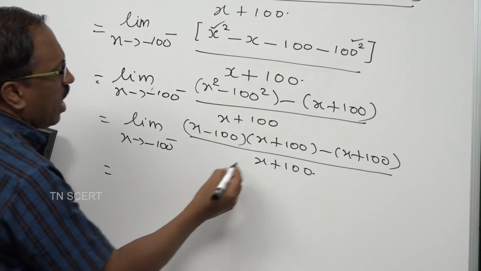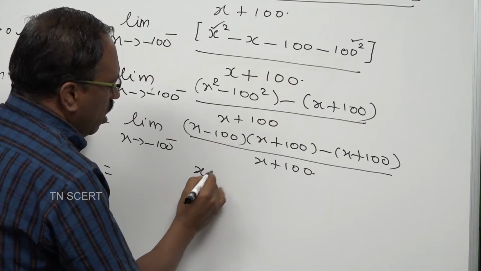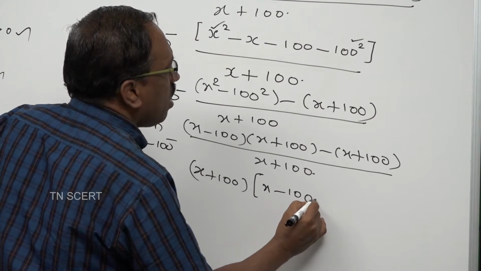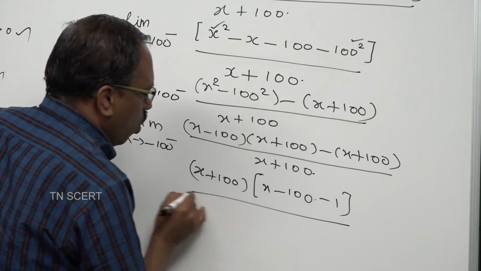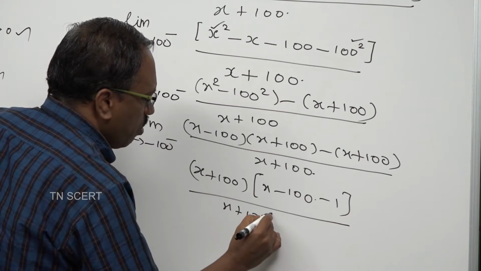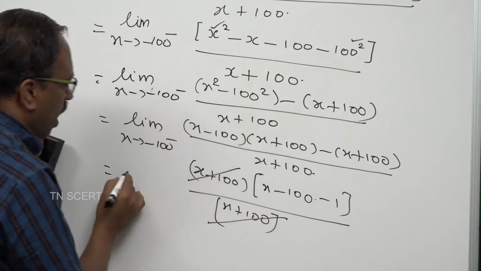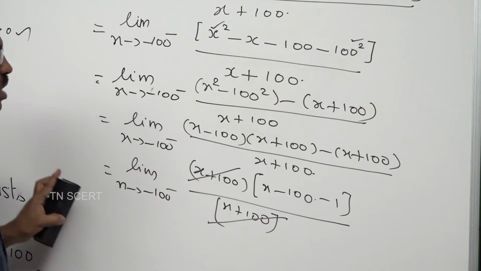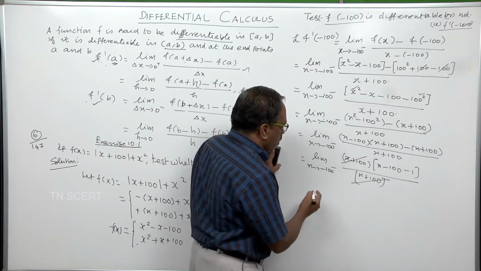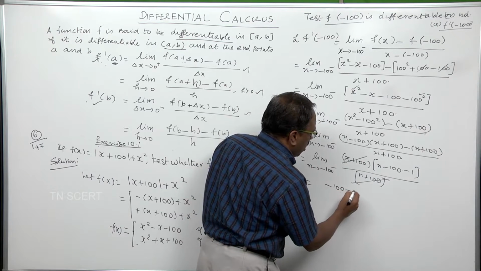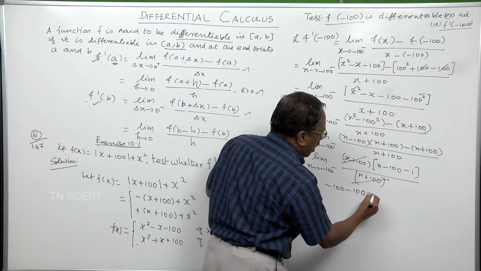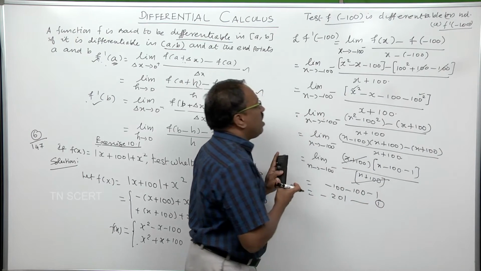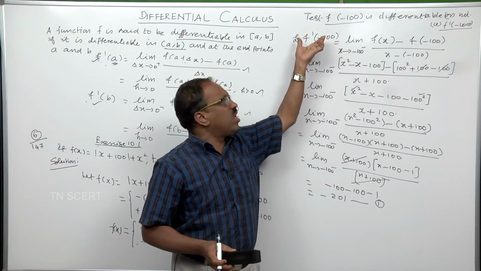If I take x plus 100 as common, we get x plus 100 bracket x minus 100 minus 1 over x plus 100. Here both get cancelled, limit x tends to negative 100. So we have to apply the negative value over this. It is negative 100 minus negative 100 already exists, that means minus 201 is the first limit. Let us recap what the left limit is.